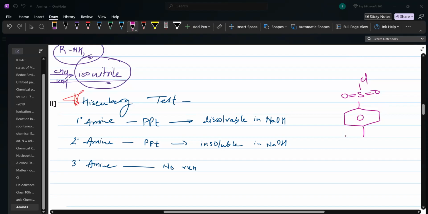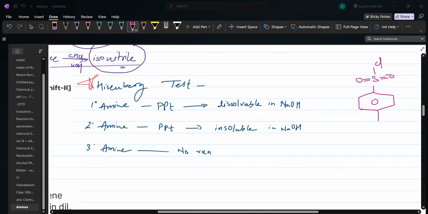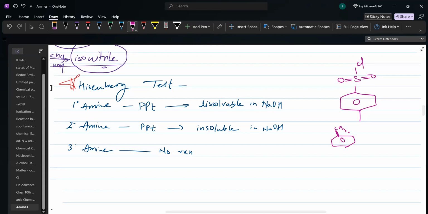This is the structure. So this is para-toluene sulfonyl chloride. See, on the para position (ortho, meta, para), we have toluene. You know what is toluene? This is toluene, right? Yes, sir. So on the para position, we have toluene, and this is the sulfonyl chloride. So this is the Hinsberg reagent. Okay?